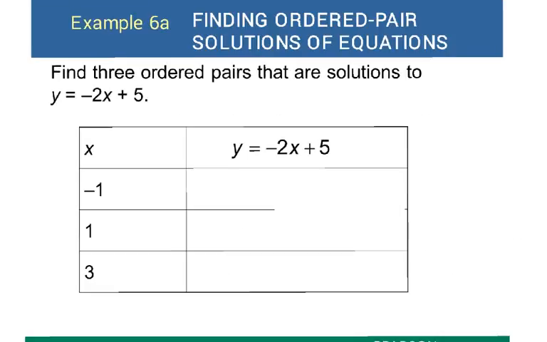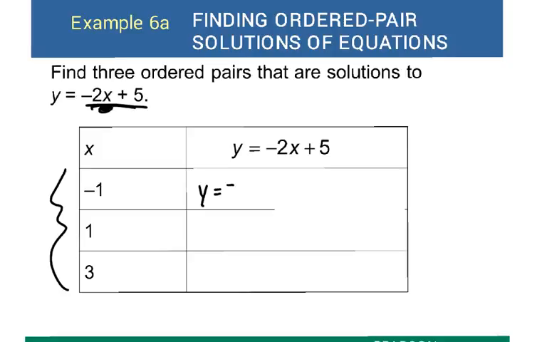Okay, the last few examples that I have for you here are finding ordered pair solutions of equations. What this is, we're just going to plug in some value of x into our equation up here and find the y value for it. So I just picked random numbers here for x. You can pick any other numbers that you want on your handout there, and we're just going to find the y values for it. So plugging in -1 for our x value up here, this is what we're going to do.